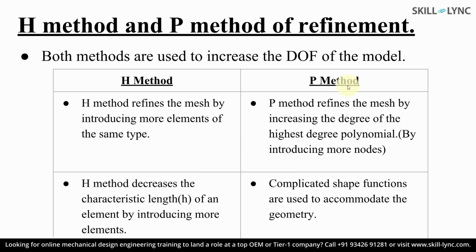Also, in the H method, since we increase the number of elements, we tend to decrease the characteristic length of each element. In the P method, the characteristic length remains the same, while we increase the complexity of the shape functions that is included in the element. Let's look at an example of how an H refined and a P refined mesh should look.